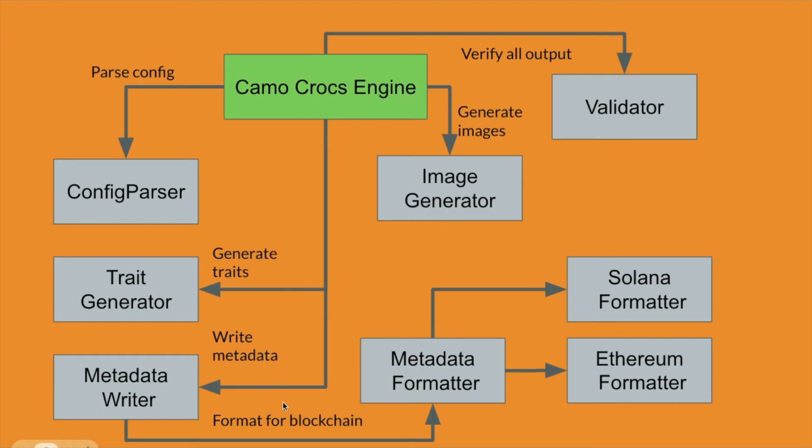Now this has some job of formatting the JSON for the blockchain that you've chosen. So it talks to a helper module called metadata formatter, which actually has a couple of flavors. One is Solana formatter and Ethereum formatter. Based on that, it picks one and formats the JSON and gives it back, and that gets written to the disk by this metadata writer.